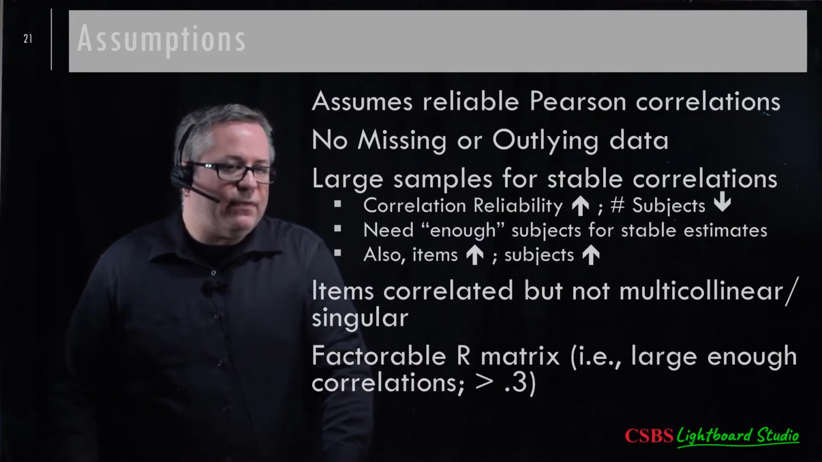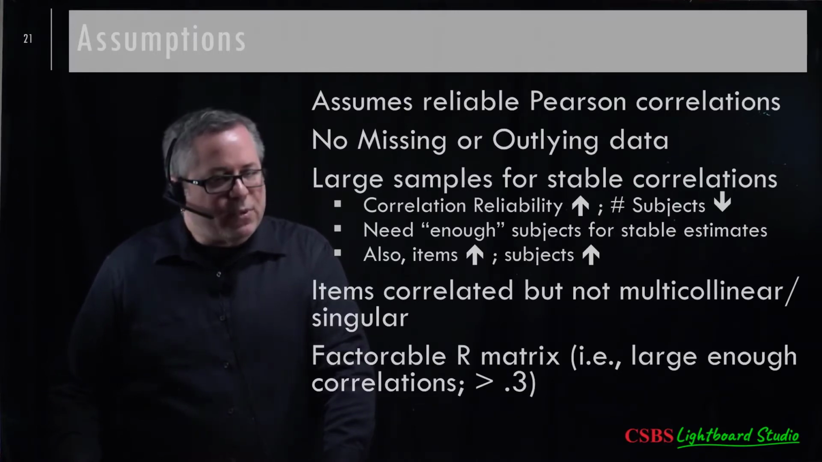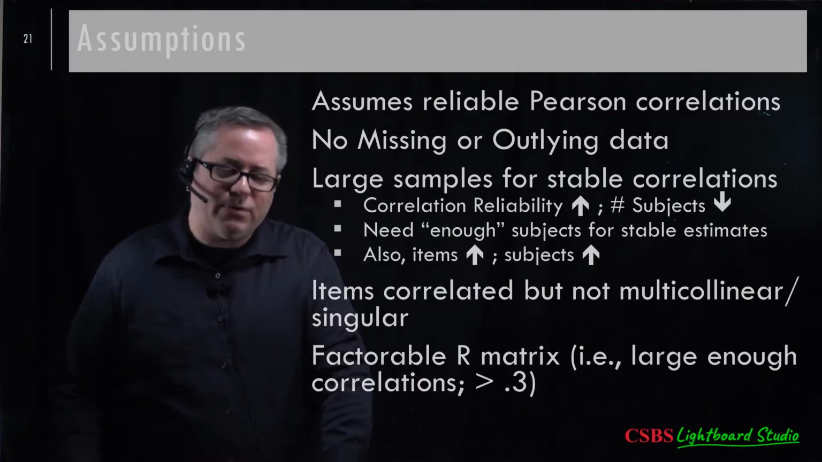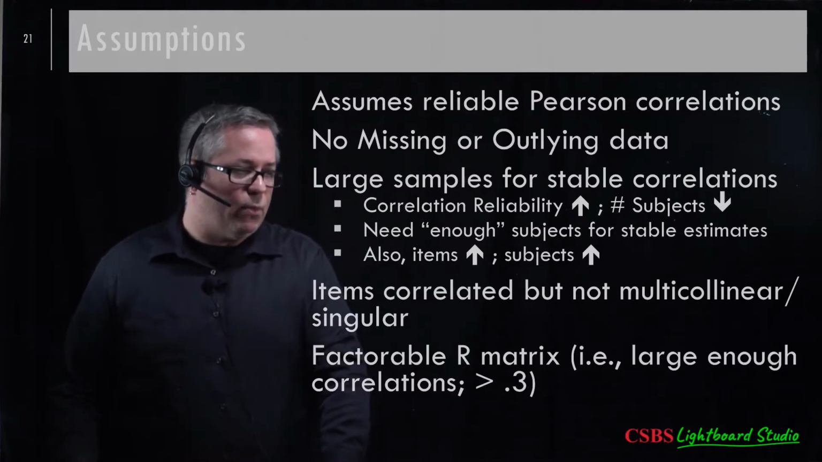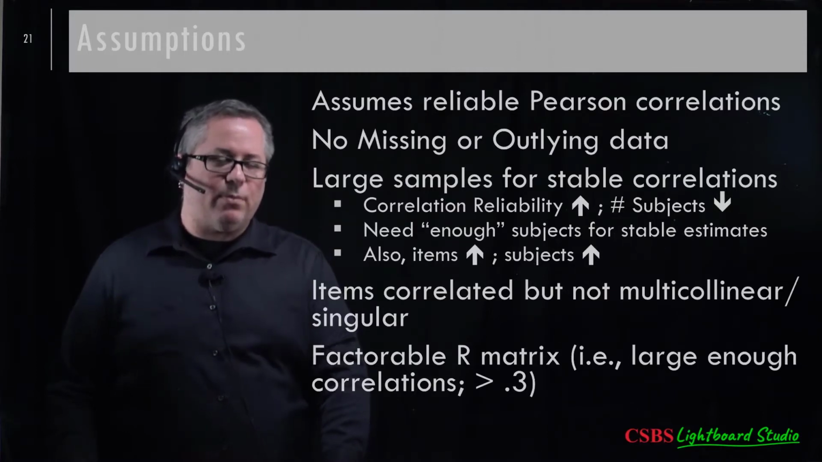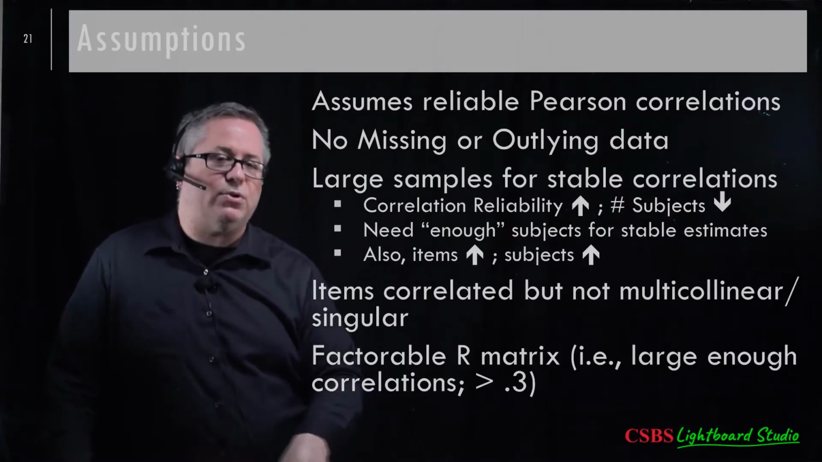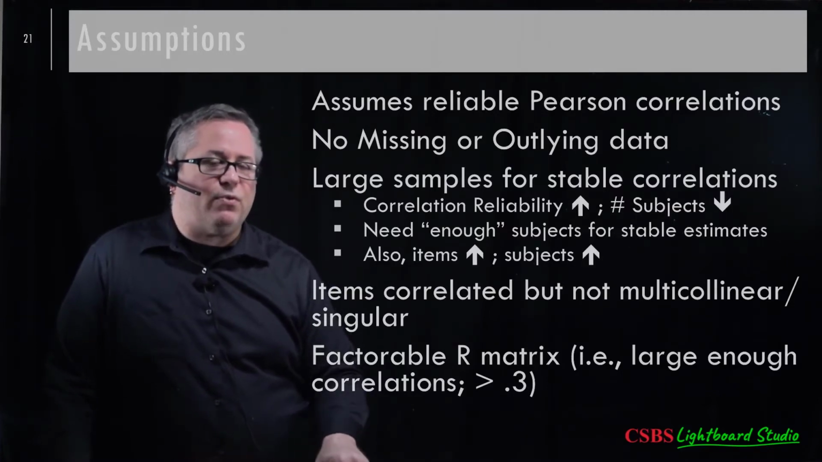But because you need enough subjects to get a stable estimate, it's likely you're going to need more subjects to get that stability. And the more items you have, the more subjects you're going to need. So larger data sets with more items, more complex, larger scales are going to need more subjects. That's because the more parameters you're trying to estimate, like the more loadings, the more people you need to estimate them.